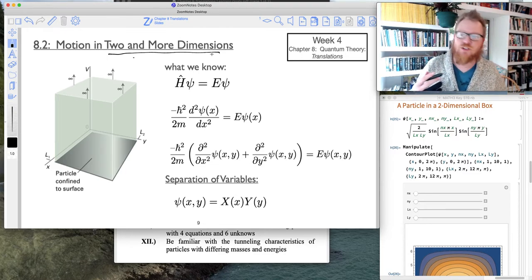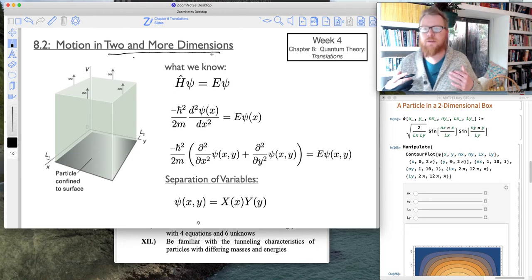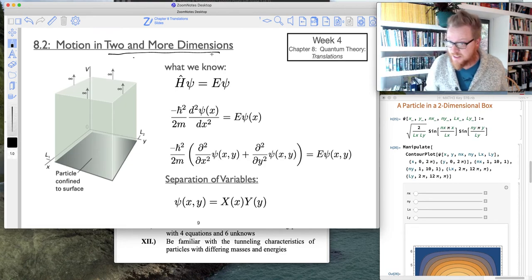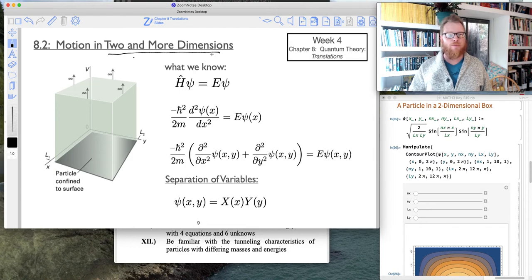So, in other words, we're going to start making this more physically realistic. So instead of our particle that can only move left and right in our 1D, we're going to now go to 2 dimensions, okay? And we still don't quite have a full 3-dimensional situation yet.